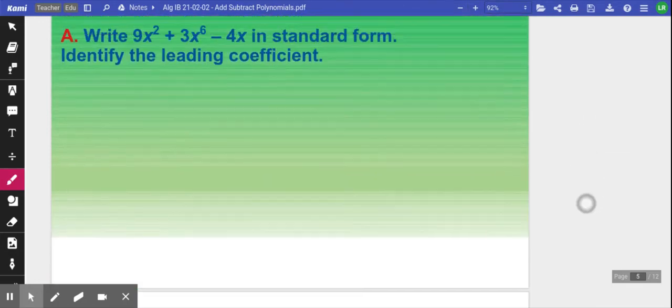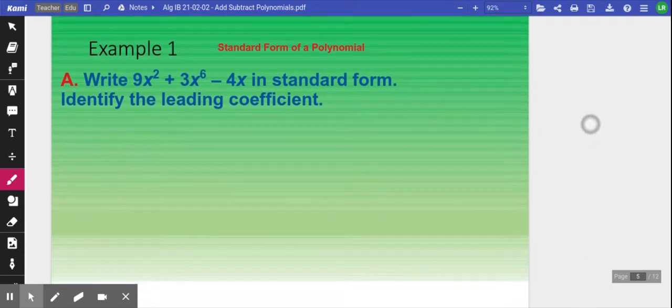But what I want you to do here is write down this problem. We are just going to put this in standard form because this is something you'll do on every single problem. So they have an answer sitting here, 9x squared plus 3x to the 6th power minus 4x. And we want to make sure we put it in the correct order, standard form. They say something about identifying the leading coefficient, and I'll talk about that, but that's not as important for us right now as getting it in standard form.